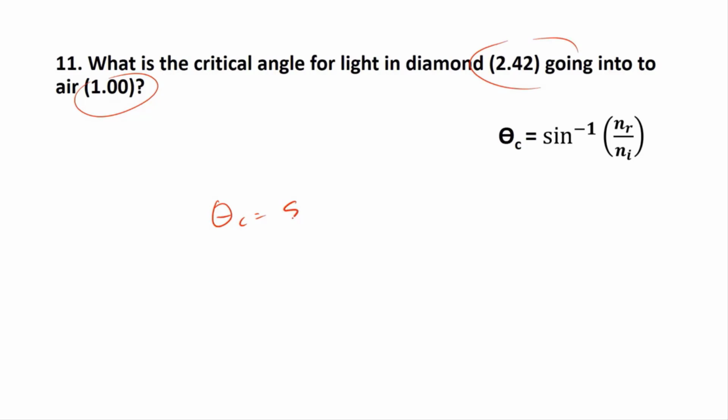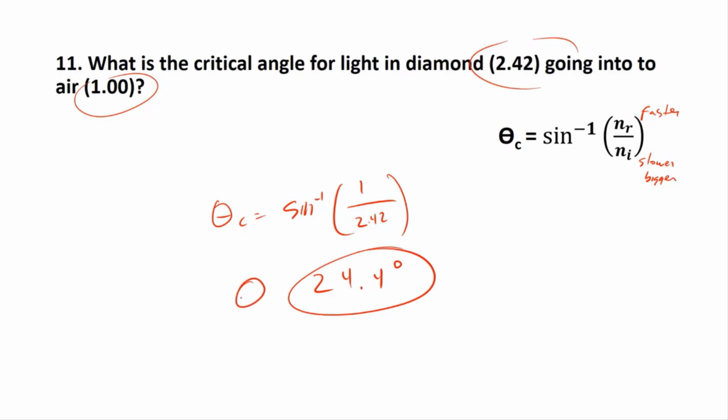Angle C equals inverse sine of nr. In this case, when you're trying to decide which one is the nr, it always has to go from slower to faster. So this number down here is always going to be bigger. Anytime it's possible to have a critical angle, it has to be from slower to faster. The number down the bottom is always going to be bigger. 2.42 to 1. And so if I take inverse sine, second sine, open parentheses, 1 divided by 2.42, close parentheses, equals, and I get 24.4 degrees.